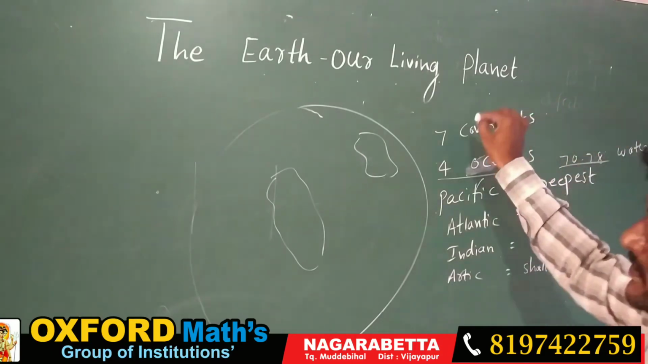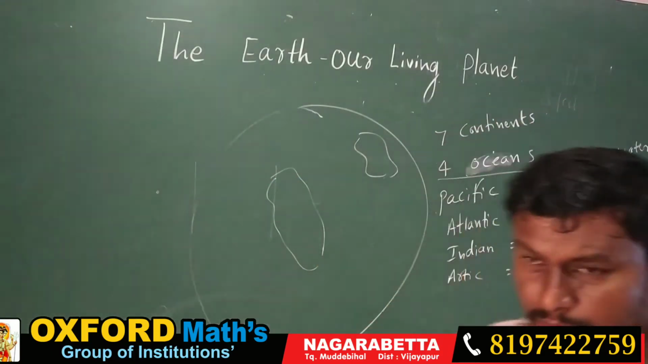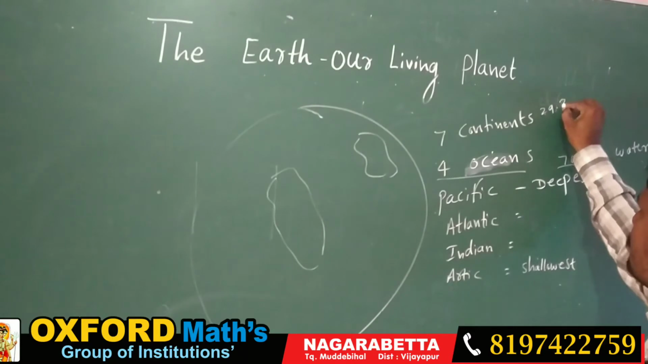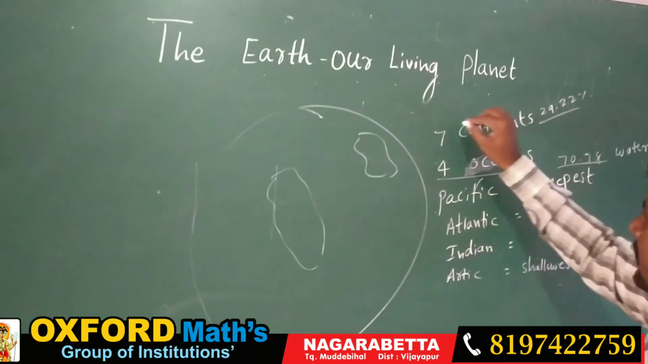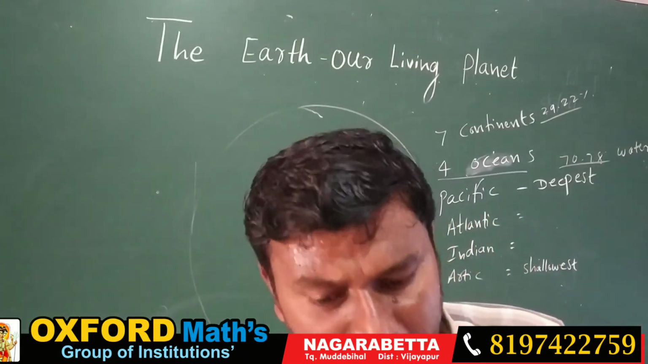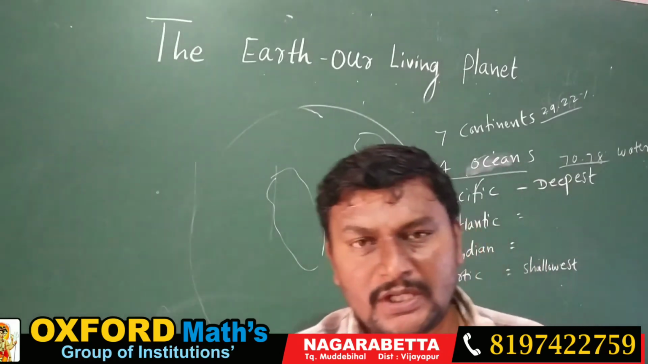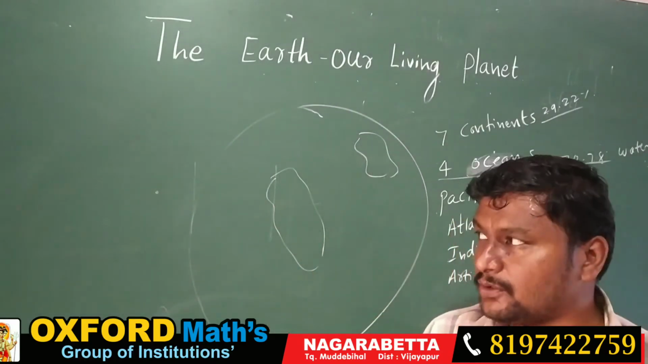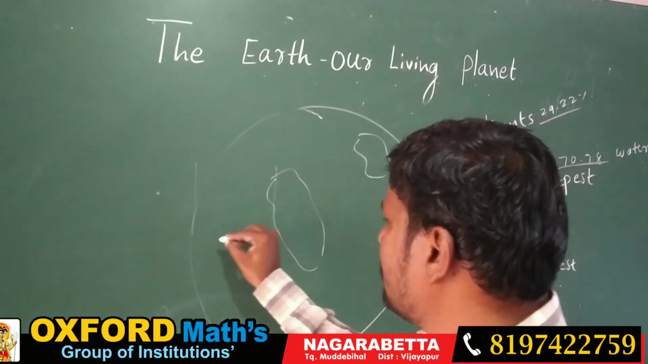And how much percent of the land is covered? I told you, 29.22% of the land, divided into 7 continents. Like this, we are going to get information. Now we are going to get some more information about the earth.